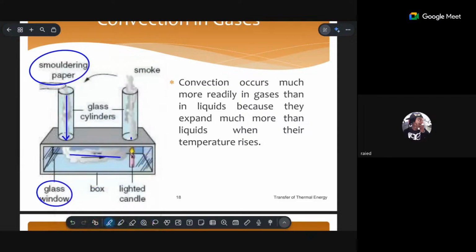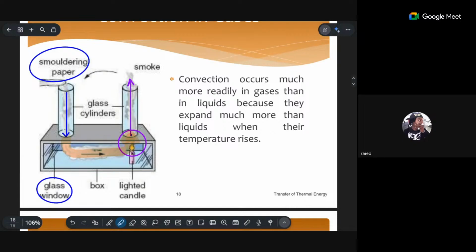What happens to the hot molecules? Here the gas is heated up. These molecules are moving upward, and due to that, a space is created. To fill that space, these molecules are moving from here to here. So this is a bulk movement of the molecules. Convection occurs more readily in gases than in liquids, because gases expand much more than liquids when their temperature rises. Is this clear to everyone?